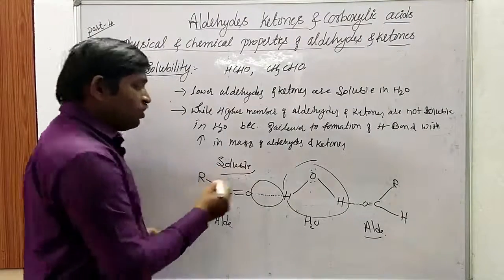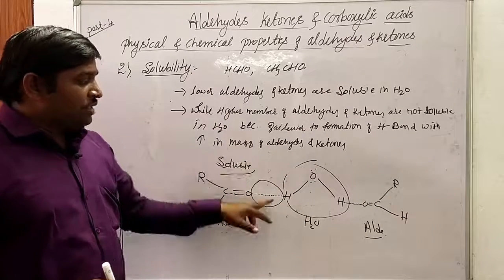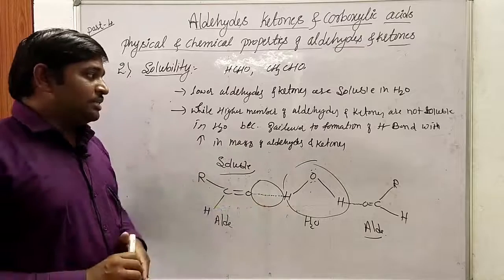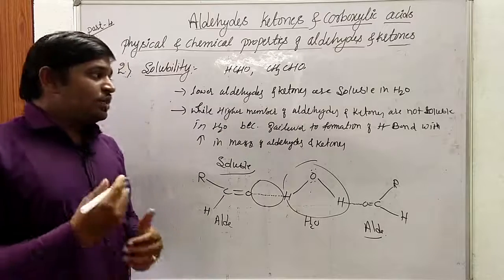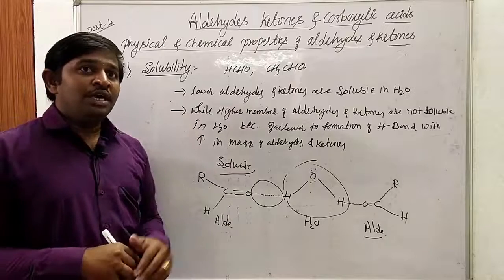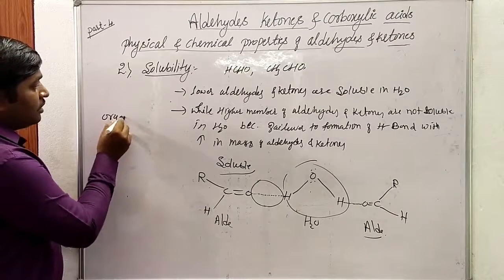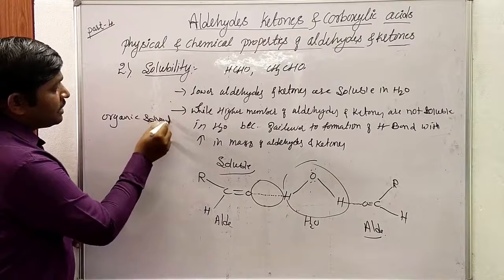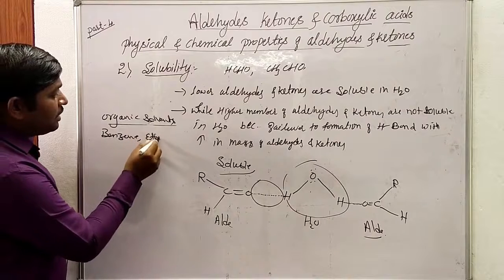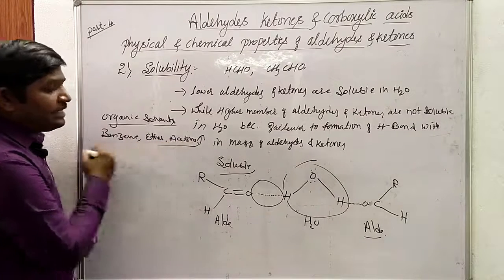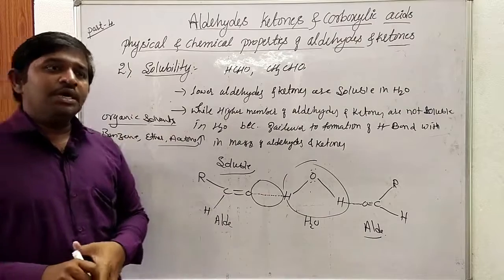Solubility in water takes place in the case of lower aldehydes and lower ketones, whereas in higher aldehydes and ketones this bonding does not take place effectively. That's why the solubility decreases as the number of carbon atoms in the chain increases. In such a case, how do we dissolve such aldehydes and ketones? They can be dissolved in organic solvents such as benzene, ether, acetone, etc. Those organic solvents can be used for dissolving higher aldehydes as well as higher ketones.